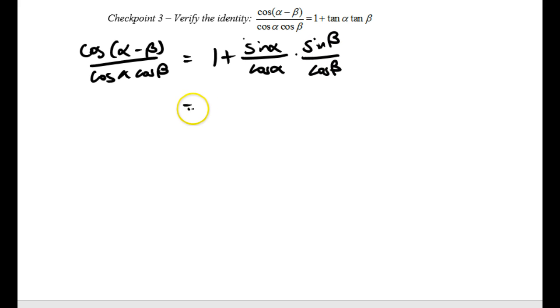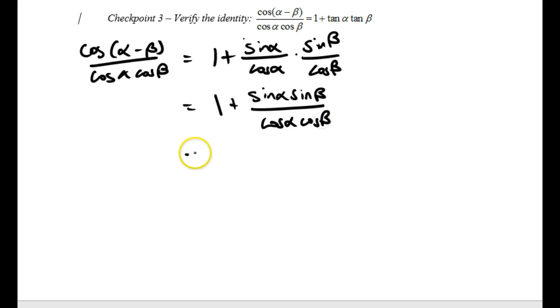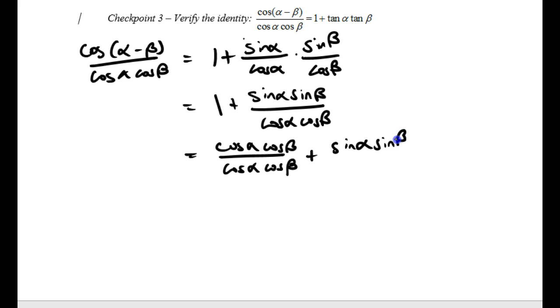Now, I notice on the right side that I've got some denominator stuff going on, and let's make some common denominators. So 1 plus sin α sin β over cos α cos β. The 1 needs to have a common denominator, so I'm going to make it cos α cos β over cos α cos β. I multiplied the 1 by the same denominator on the top and the bottom. Oops, not equals, so that's a plus, excuse me, plus sin α sin β over cos α cos β.